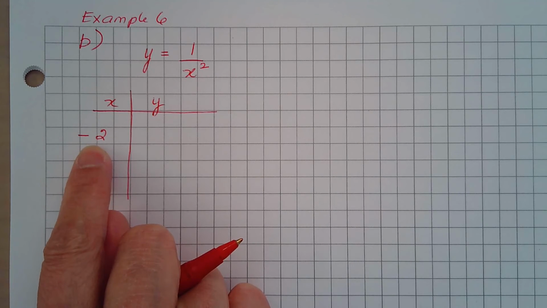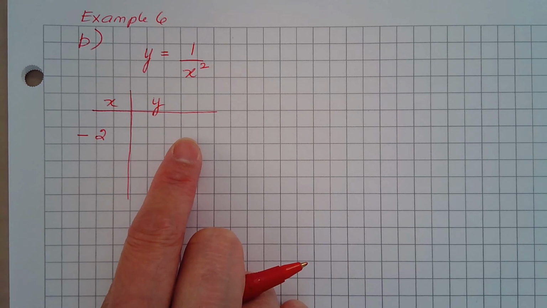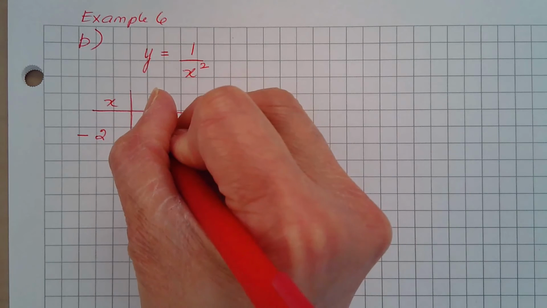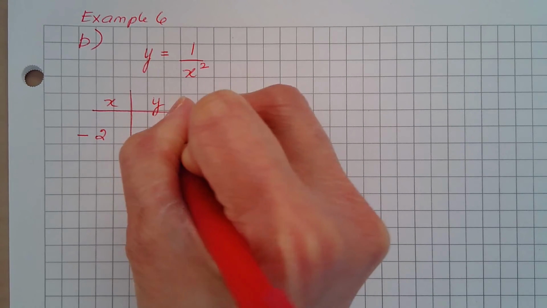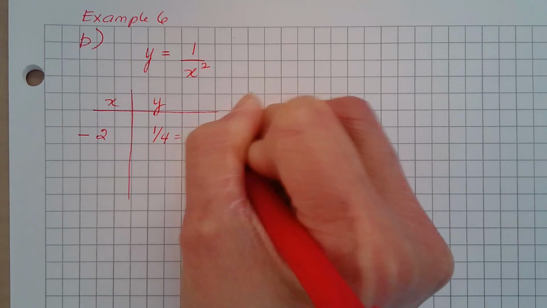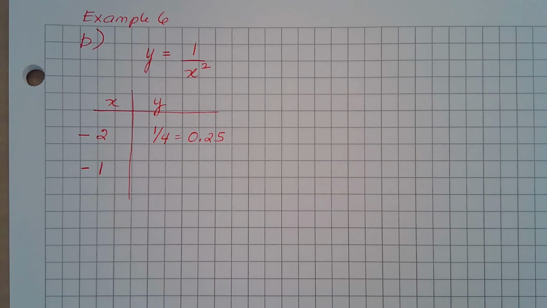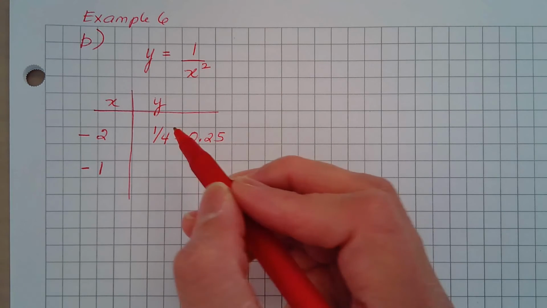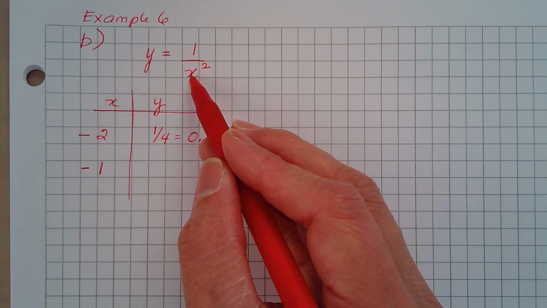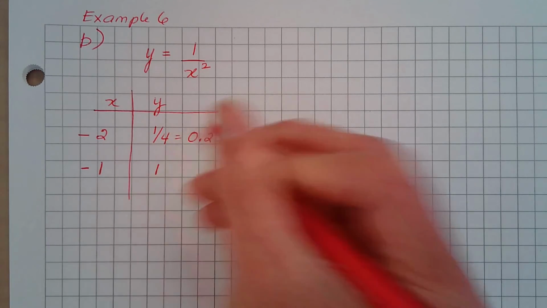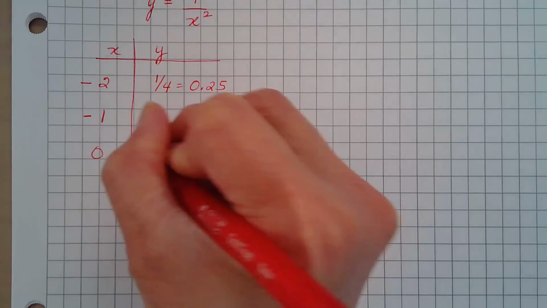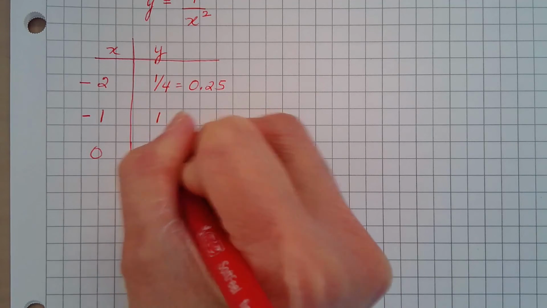If x is negative 2, what is the y? 1/4, 1 over 4. So 1/4 or 0.25, yes. Now if x is negative 1, what is y? Positive 1, because it's going to be 1 divided by negative 1 squared, which is positive 1. 0 is undefined, so I'll just put undefined.